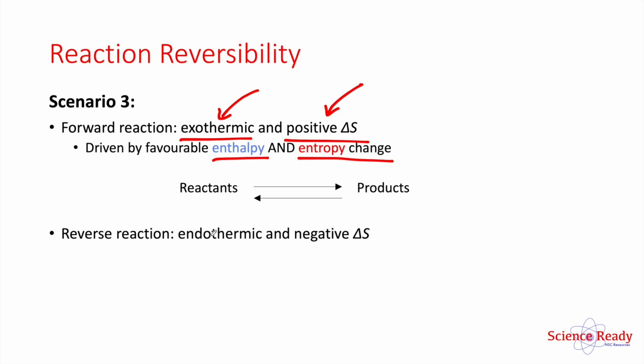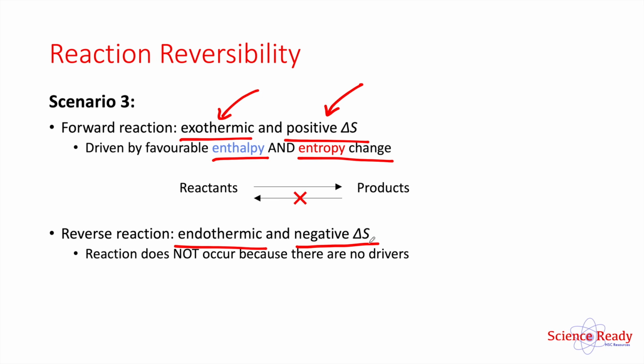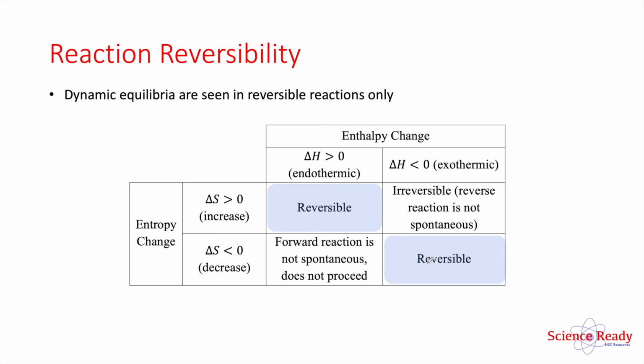The reverse reaction in this case will be endothermic and has a negative entropy change. Because it has no favorable enthalpy nor entropy, the reverse reaction does not occur because there are no drivers, like we saw before in the previous two scenarios. So hopefully you can see how the enthalpy change and the entropy change can affect the reversibility of a reaction.